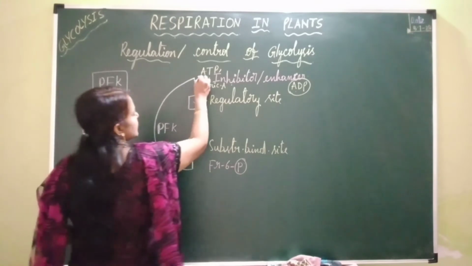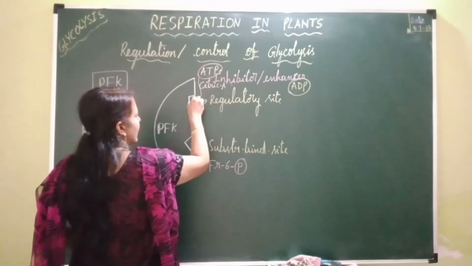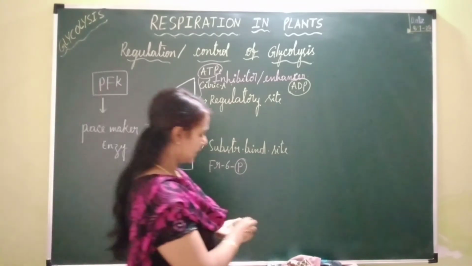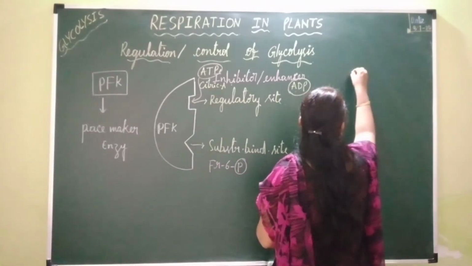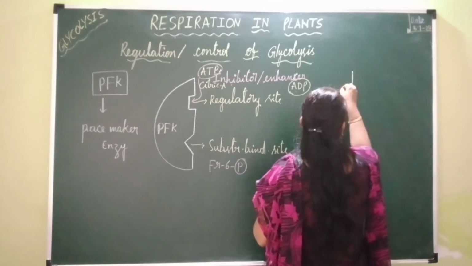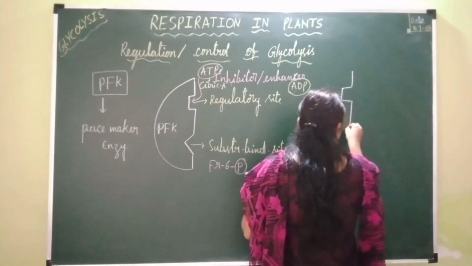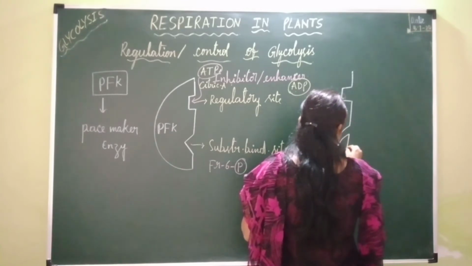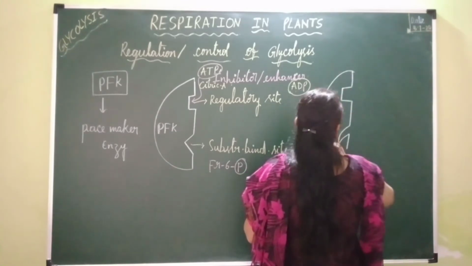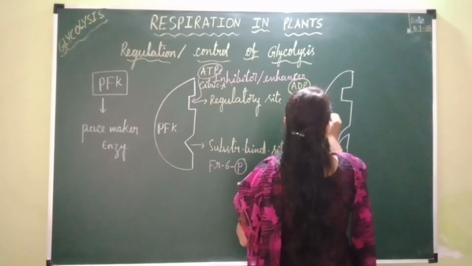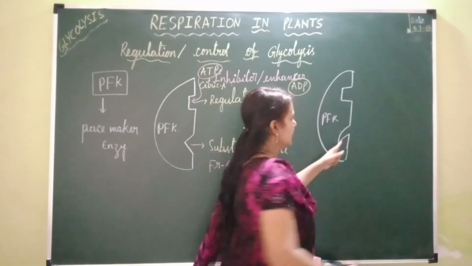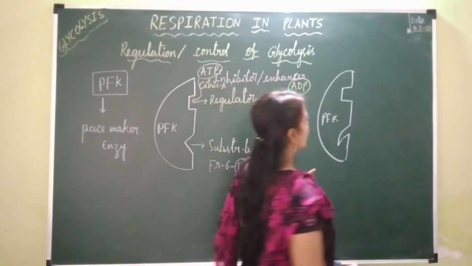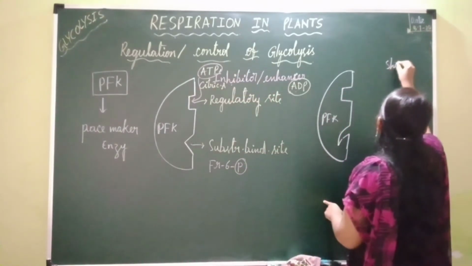So the inhibitor, that is ATP, has come and bound to the regulatory site of this enzyme. When it has bound to the regulatory site of the enzyme, it results in a change of the shape of the substrate binding site of this enzyme. So this is the PFK enzyme, and here there is a change in the shape of the substrate binding site.